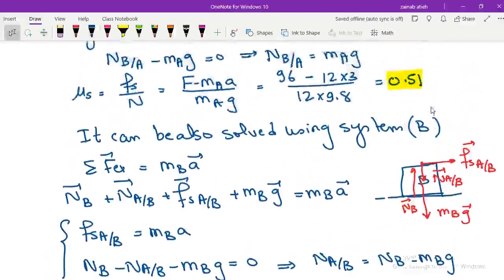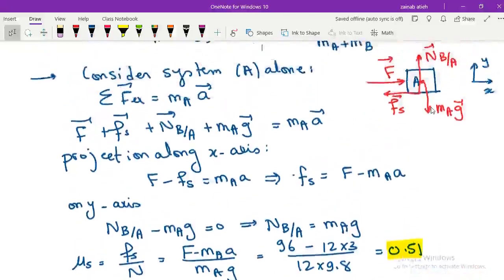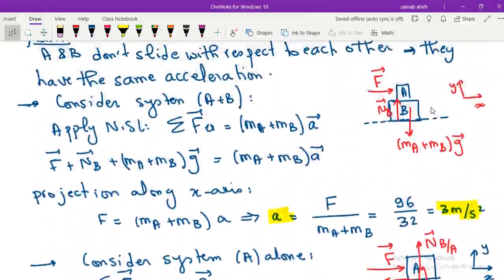When we took the whole system, let me move above a little bit. When I considered the whole system together, you remember, I projected only along the x-axis. I can take the whole system together to find NB. If I'm projecting along the y-axis, I have on the y-axis only plus NB minus MA plus MBG, equal to 0. There are only two forces on the y-axis. So NB will be equal to MA plus MBG.